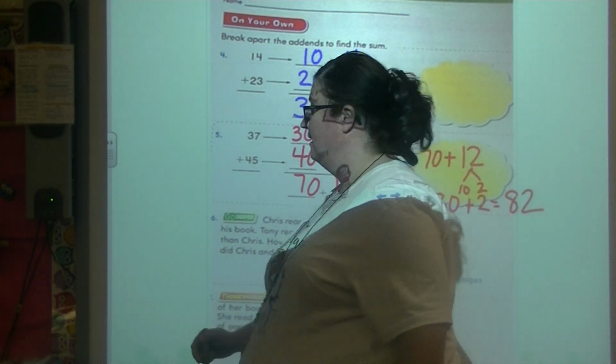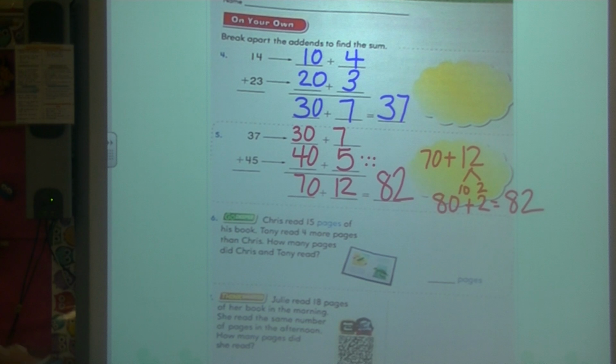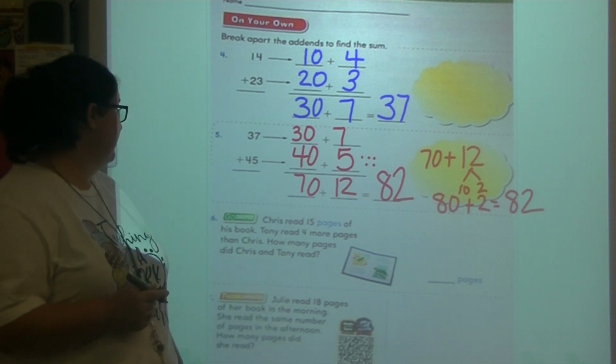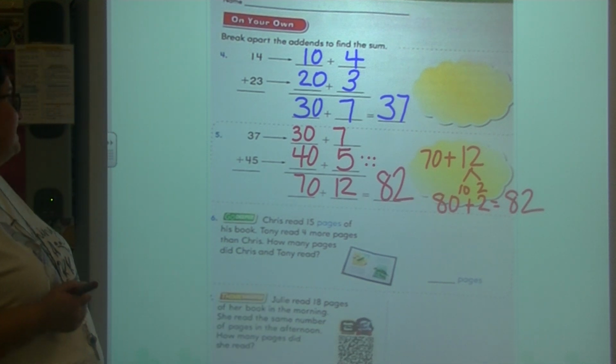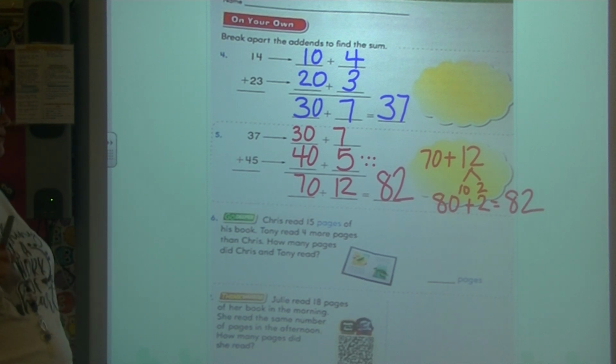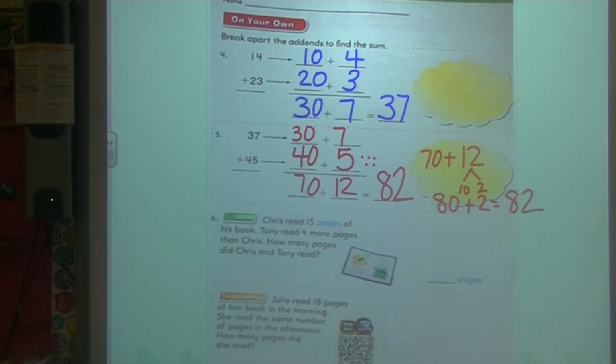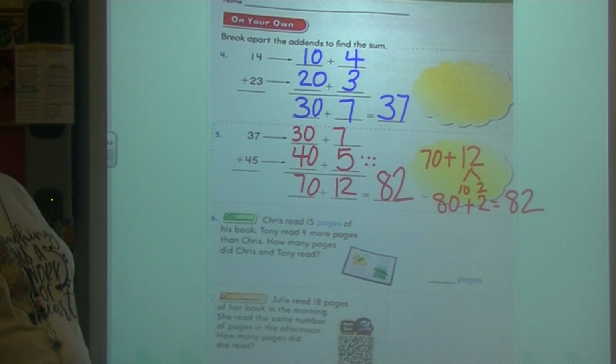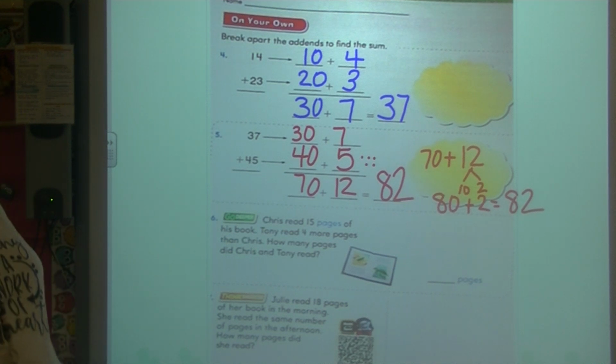Okay. Now look at number 6. It's been a while since we've had word problems like these. It says, Chris read 15 pages of his book. Tony read 4 more pages than Chris. How many pages did Chris and Tony read?